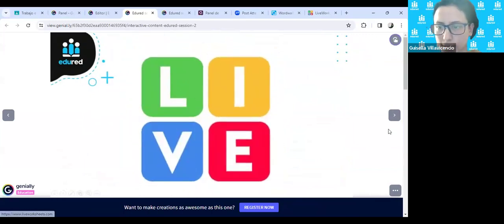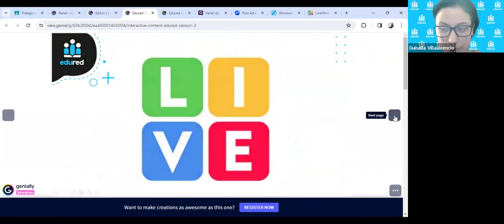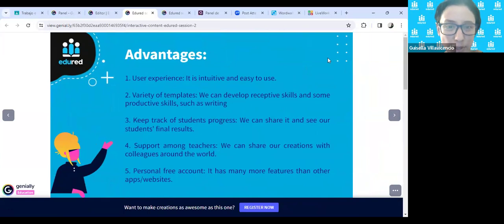Live worksheets. Do you know live worksheets? Have you used it before? Yes? Live worksheets have advantages too. Excellent. Live worksheets is intuitive and easy to use. That's really good. There is a variety of templates too, and we can develop receptive skills, some productive skills such as writing. And also we have some listening. We can create some listening also.